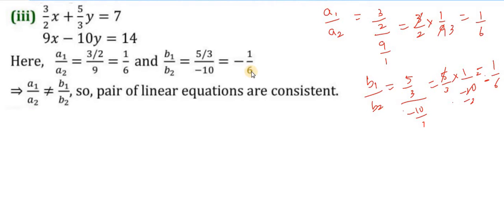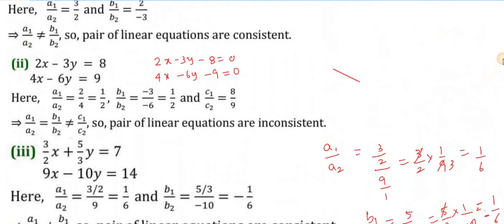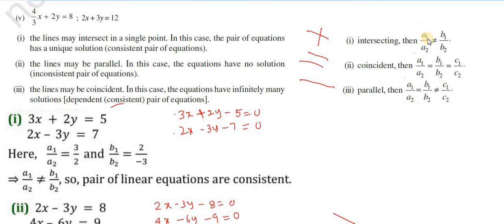So b1 by b2 is equal to minus 1 by 6. Therefore plus 1 by 6 and minus 1 by 6 are not the same. So a1 by a2 is not equal to b1 by b2. Therefore the pair of linear equations is consistent. Why is it consistent? Because a1 by a2 is not equal to b1 by b2, they are intersecting lines. If it is intersecting lines, then it is consistent.